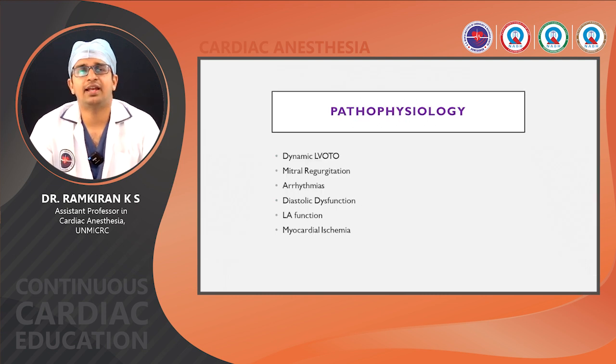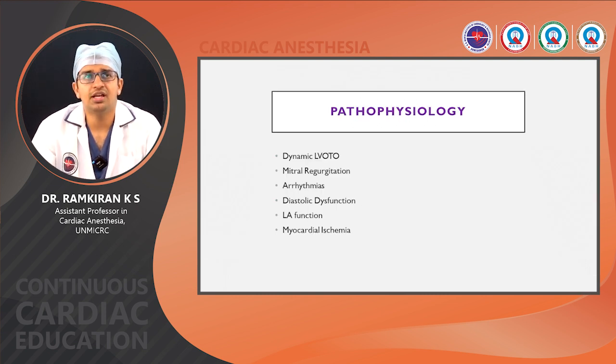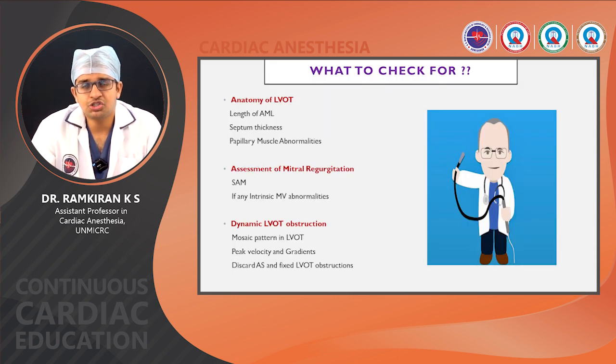All this can lead to the following pathophysiology: dynamic LVOTO, mitral regurgitation, diastolic dysfunction, a dilated LA, and arrhythmias, and because of the thickened septum ultimately there can be myocardial ischemia. So all this causes problems in HCM patients. Our core lecture starts from now.